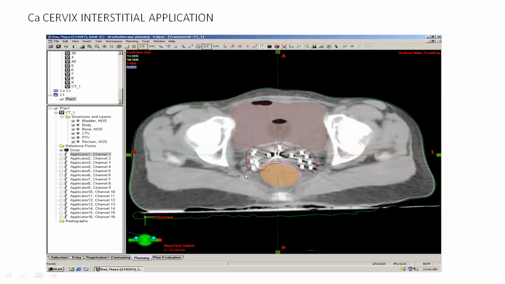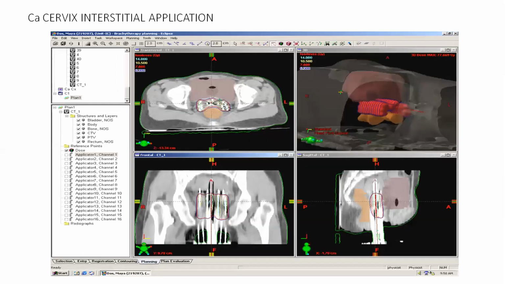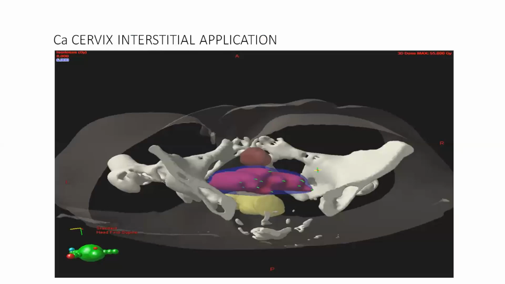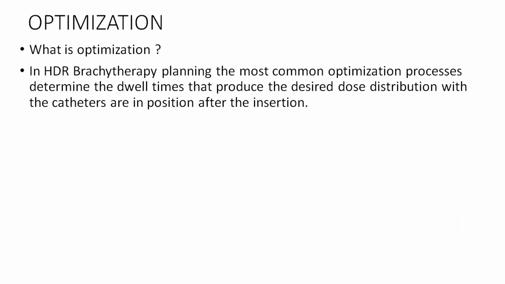This is an interstitial implant with multiple needles out here, and see how steep the gradient is, that the posterior bladder wall and the anterior rectal wall have been saved by optimizing. This is a typical interstitial application.